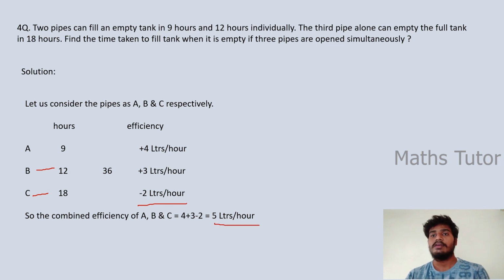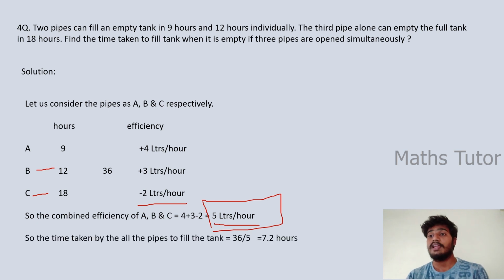which is 5 liters per hour. When all 3 are open together, for 1 hour the amount of work they complete is 5 liters. So the time taken by all the pipes to fill the tank: the total capacity is 36 liters, and 1 hour's efficiency is 5 liters. 36 divided by 5 is equal to 7.2 hours. If the question asks for minutes, we have to convert 0.2 hours into minutes. By converting that, it becomes 7 hours and 12 minutes.